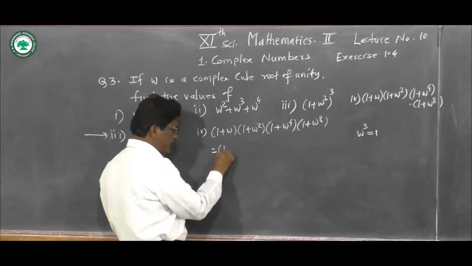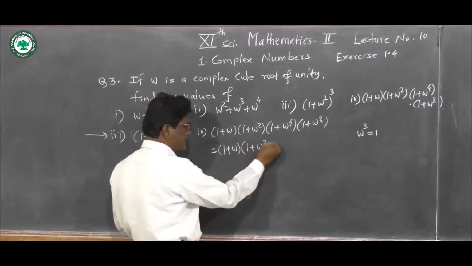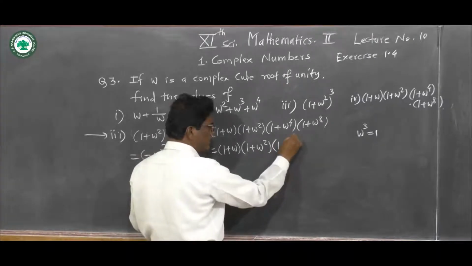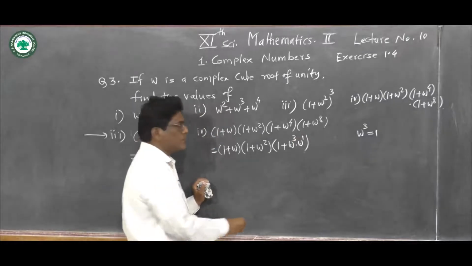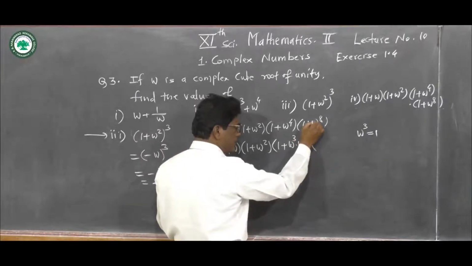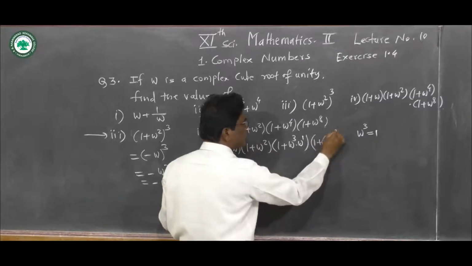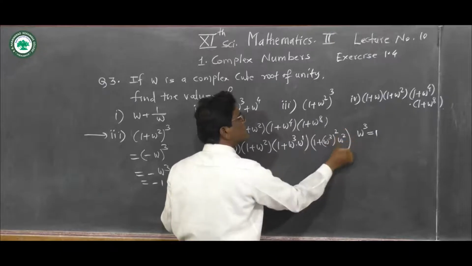So here the first bracket as it is, 1 plus omega, second bracket 1 plus omega square as it is. In the third bracket we write 1 plus this omega to the power 4, we write omega cube into omega to the power 1. In this bracket we write 1 plus omega to the power 3 to the power 2. 3 2s are 6 and 2 remains, so we write here omega square.